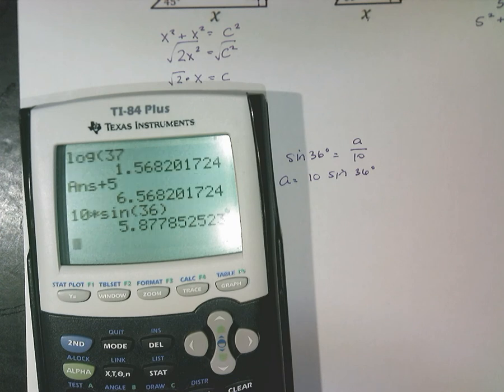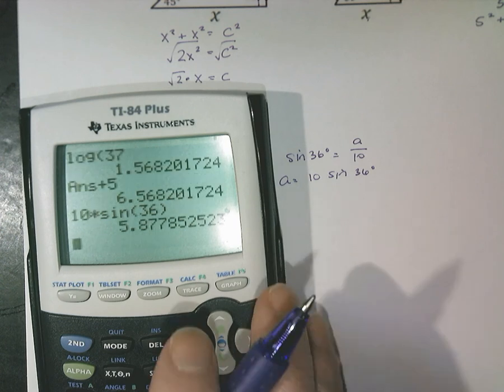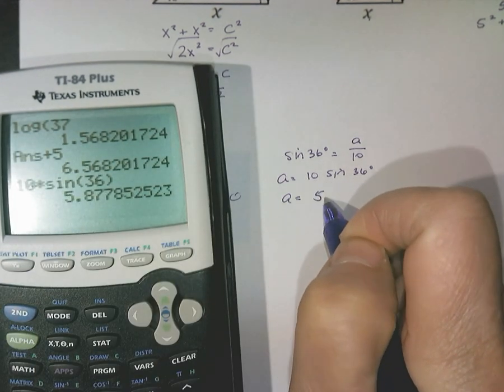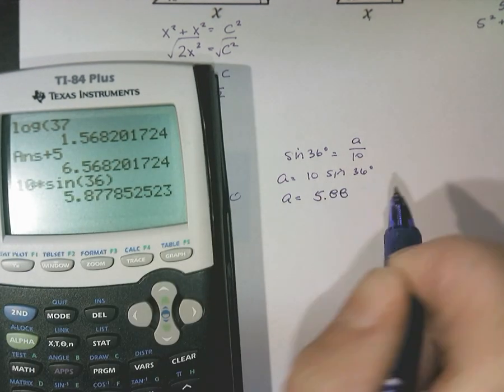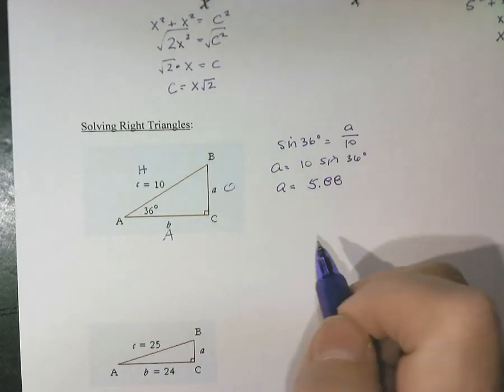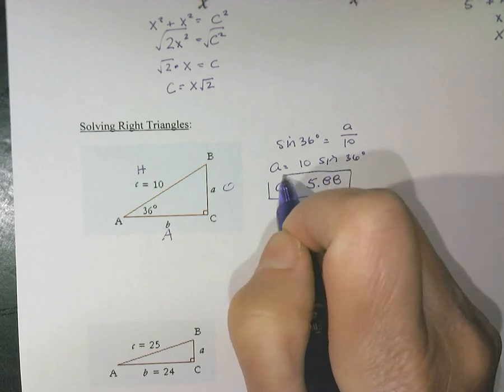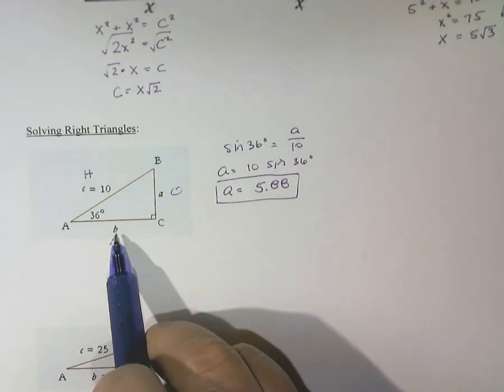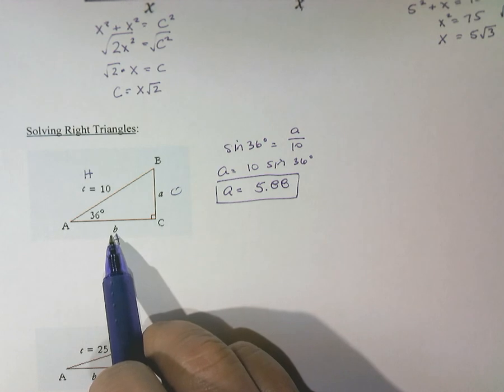And I get 5.877. I'm just going to go to 2 decimal places. So I get A is equal to 5.88. And this did not have units, so it just stays 5.88. If I wanted to find the side B now, I could use the Pythagorean theorem.